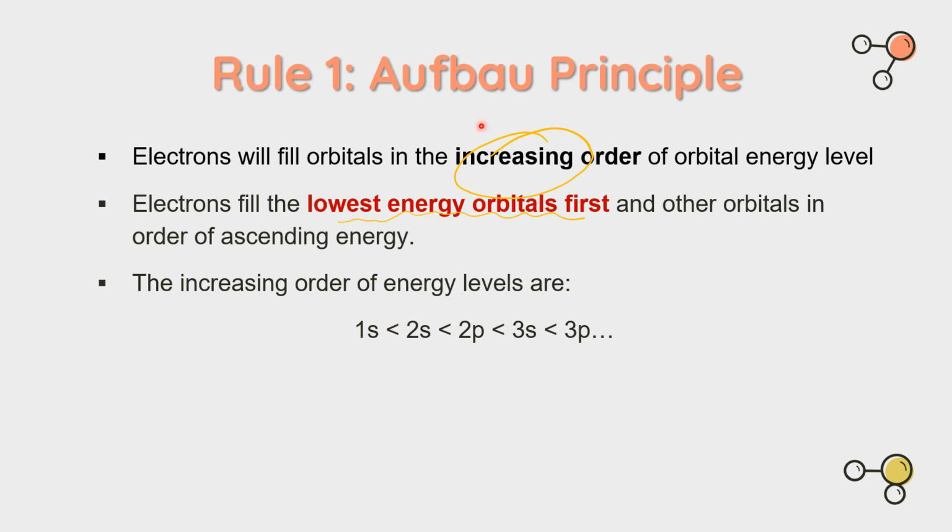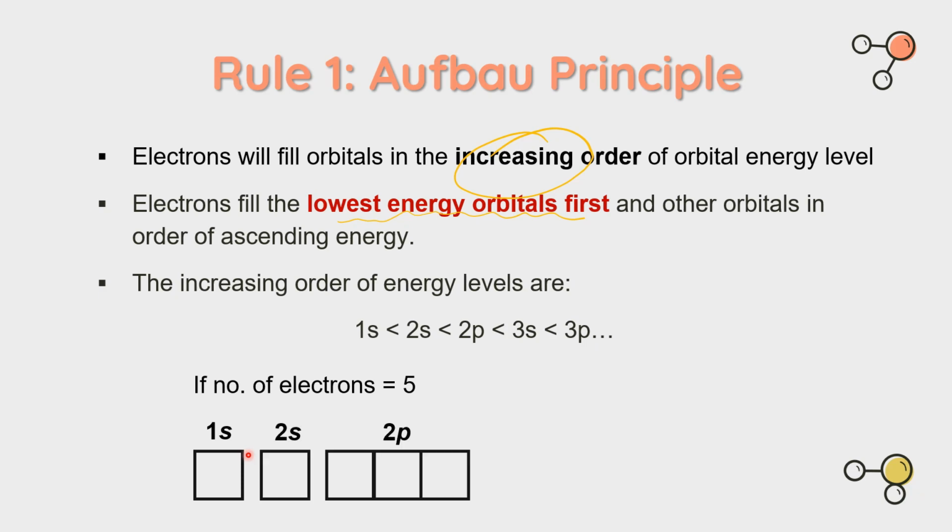And according to Aufbau Principle also, you have to fill electrons in this 1s orbital completely before we move to the other orbitals after that. So for example, we have 5 electrons. In order to fill these 5 electrons in our electron configuration, the first electron must be here. The second electron cannot be here. Why? Because we haven't filled the 1s orbital completely.